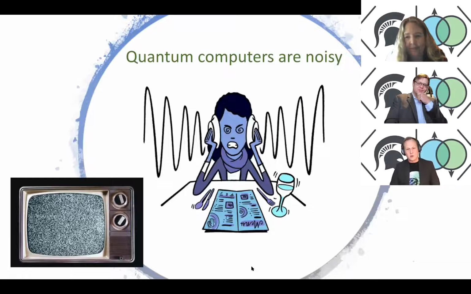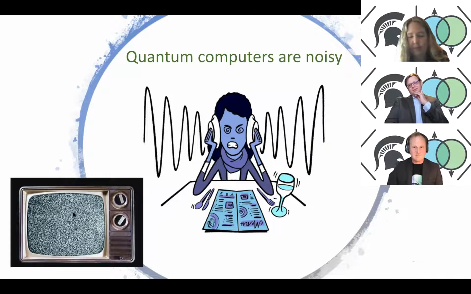Well, a big important part of all of this is that quantum computers are noisy. What I mean by noisy is, if you had a TV that had rabbit ears, you can get into a situation where you're trying to watch your favorite show, and the signal goes completely away, and you get a staticky screen full of noise. That's sort of the way in which quantum computers are behaving right now.